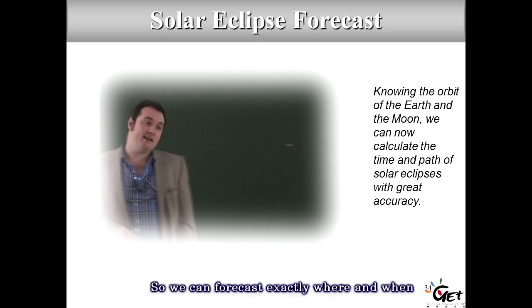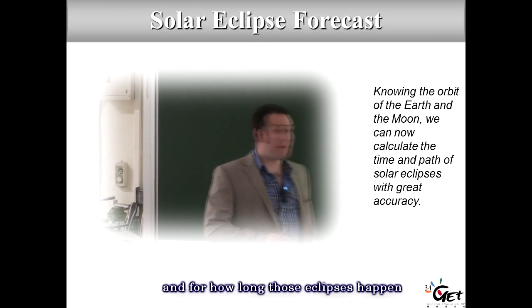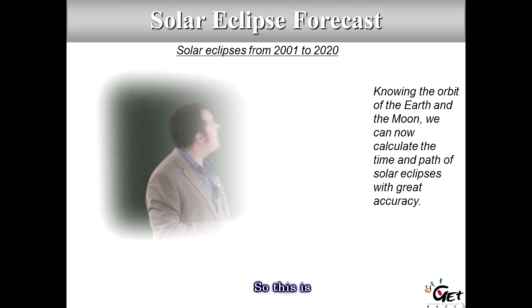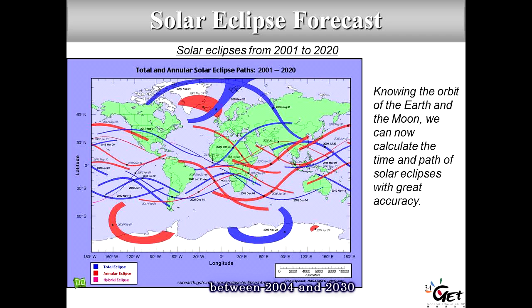So we can forecast exactly where and when and for how long those eclipses happen for hundreds of years. So this is all the total solar eclipses that will happen between 2004 and 2030. Like I told you, in July 2009, I'm not sure if it happened, I was not in Taiwan yet, but I know that it happened in mainland China. Definitely from Taiwan, in summer 2009, you saw the partial. There is a partial eclipse that will happen this year, I thought it was June, maybe it's November. It will be partially seen from Taiwan as well.